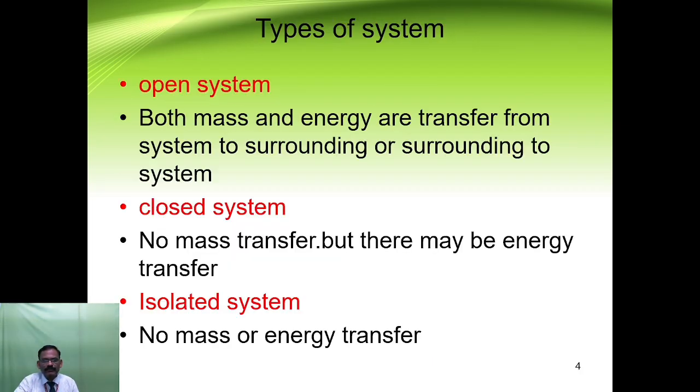These three are linked to each other. Types of systems. There are different types of systems: mainly open system, closed system, and isolated system. These three systems are classified based upon mass and energy transfer. If mass and energy transfer takes place from the system to the surrounding and from the surrounding to the system, it is called an open system. If there is no mass transfer but there may be energy transfer, it is called a closed system. In an isolated system there is no mass or energy transfer.